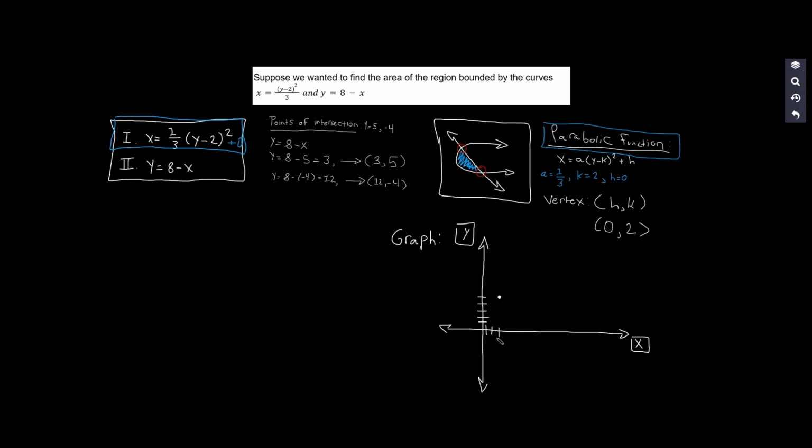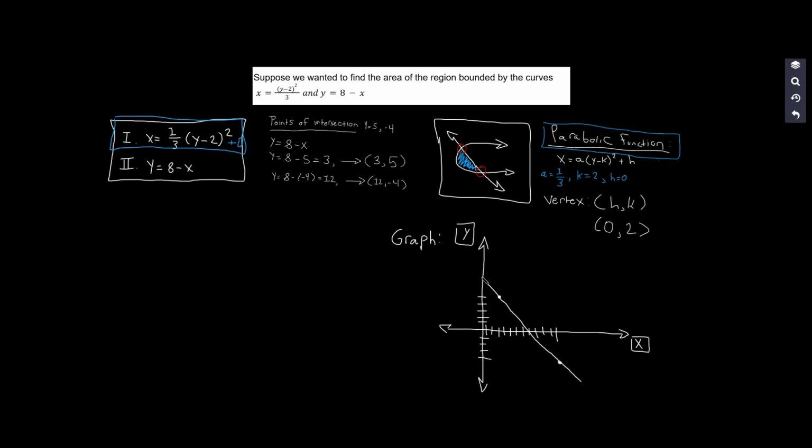We're going to count out 12. 1, 2, 3, 4, 5, 6, 7, 8, 9, 10, 11, 12. Then we're going to count down 4. 1, 2, 3, 4. This will be our second point of intersection. All right, now let's connect the dots here because this is our line.